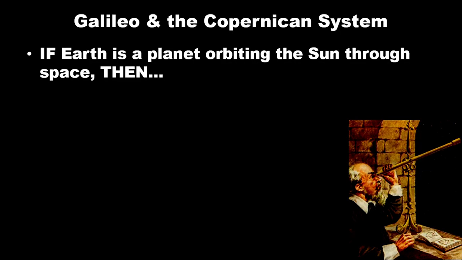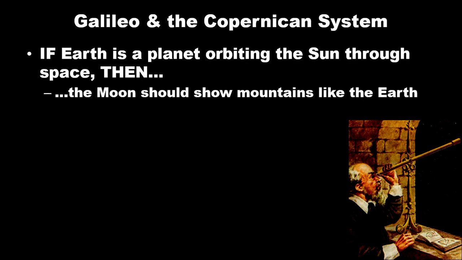Another example I gave you was Galileo supporting the Copernican system with his discovery of the telescope. He made a number of observations. The observations were all consequences of the way the universe is. The antecedent, the idea that the Earth is a planet orbiting the sun through space, does that antecedent lead to the observed consequence? So one of the observations he made was that the moon shows mountains like the earth.